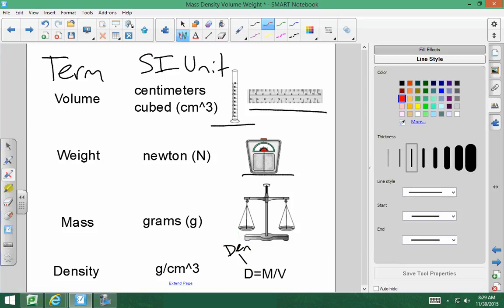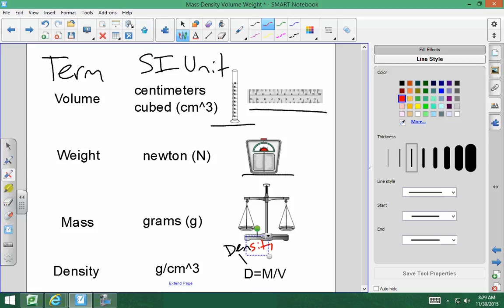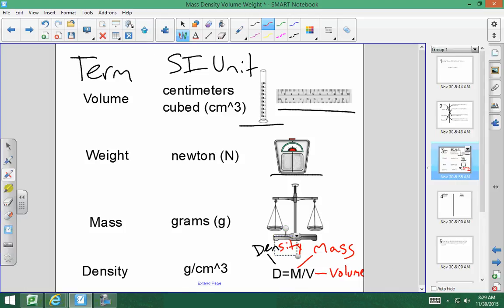density, or D, equals mass divided by volume. Now, what happens if you have only the density and the mass, or only the density and the volume, to calculate either the volume or the mass?